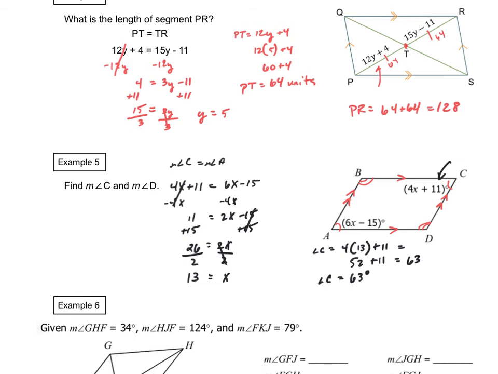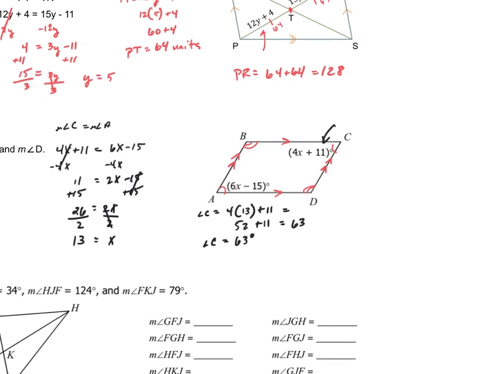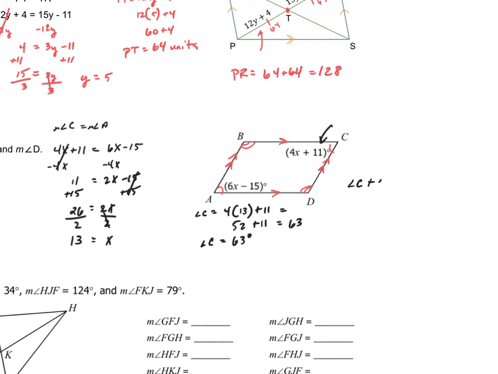And I know that, what else do I know here? I know that angle C plus angle D is equal to 180 degrees. Substitute in for C, 63 degrees plus angle D is equal to 180 degrees. Subtract 63 from both sides. And then angle D is going to be the measurement of 117 degrees. So there you have it. Angle D is 117, and angle C is 63 degrees. And again, the reason I did this with C and D is because, if you recall, consecutive angles are supplementary, which means that they are equal to 180 degrees.